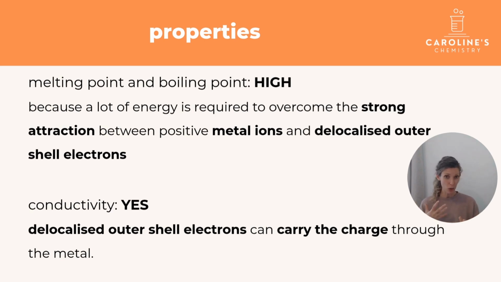So here we actually have both. We have ions and electrons. So that's where the second condition comes in. Which one of those, the ions or electrons, are free to move? And in this case, it's the electrons. So we say, yes, metals do conduct electricity because the delocalized outer shell electrons can carry the charge through the metal.